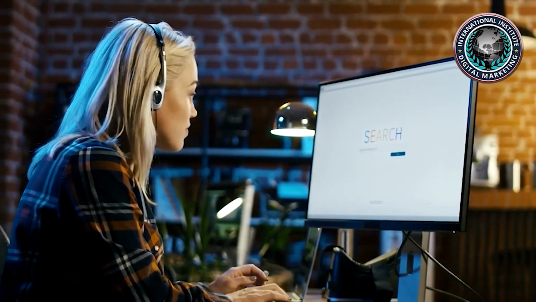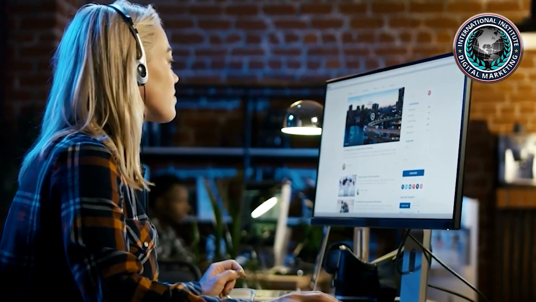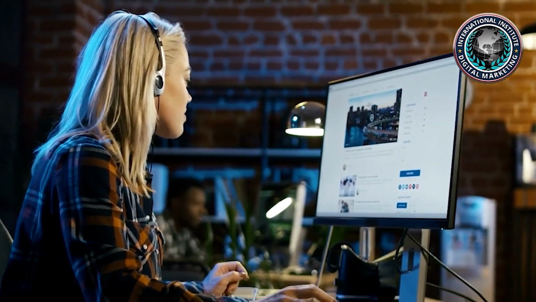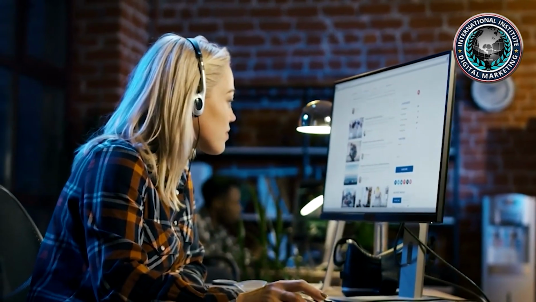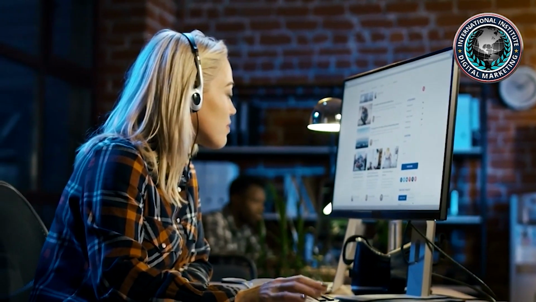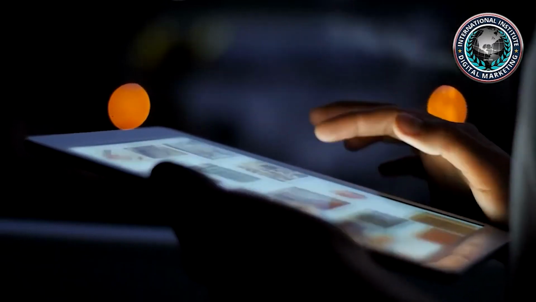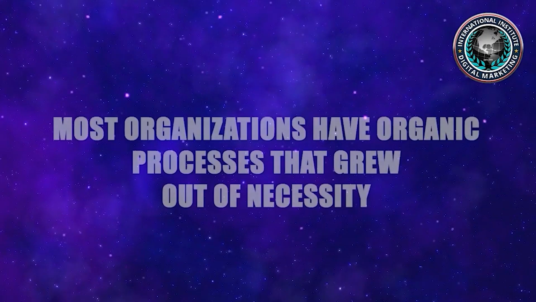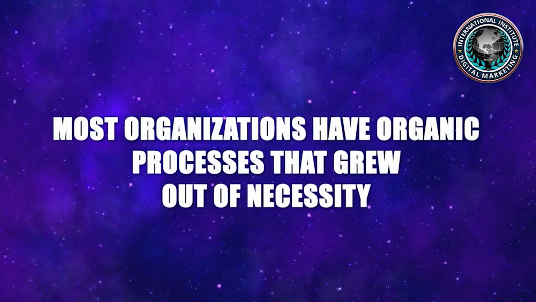Digital analytics processes can be used to accomplish many things. Yet, in its most valuable form, the process should be viewed as a means to familiarize business users with data that is potentially available to them and to create efficiency around how that data is collected, analyzed, and provided back to the business. Most organizations have organic processes that grew out of necessity.